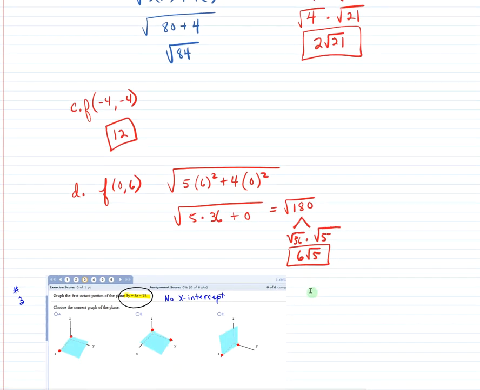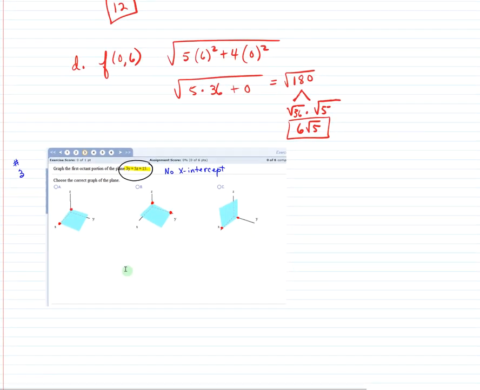The last question, number 3, was a multiple choice question. It didn't come up in the worksheet. Graph the first octant portion of the plane 3y plus 5z equals 15. So the easiest way to look at this, so we have a y-intercept, we'll have a z-intercept. We don't have an x-intercept. So we want to find the picture that does not hit on the x.